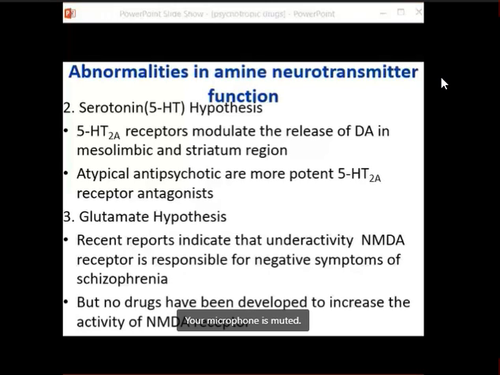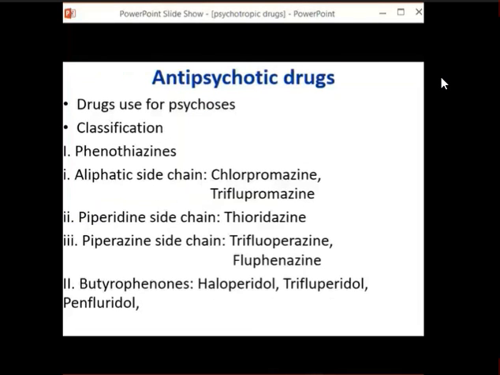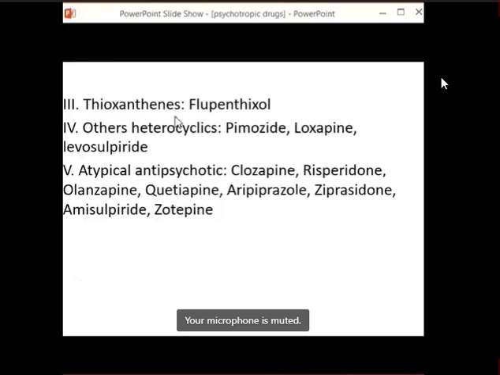With this pathophysiology, we'll start with the drugs for schizophrenia. We have already discussed the classification of antipsychotic drugs. The phenothiazines, the butyrophenones, thioxanthines and others are the typical antipsychotic drugs, and then there are the atypical antipsychotic drugs. Typical antipsychotic drugs mainly block the D2 receptors, whereas atypical drugs block the serotonin receptors and other dopamine receptors and act less on the D2 receptors.